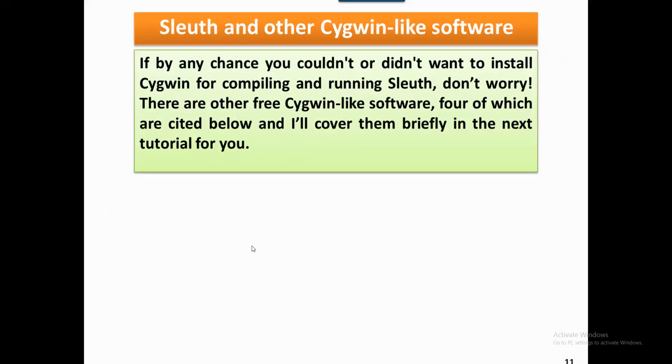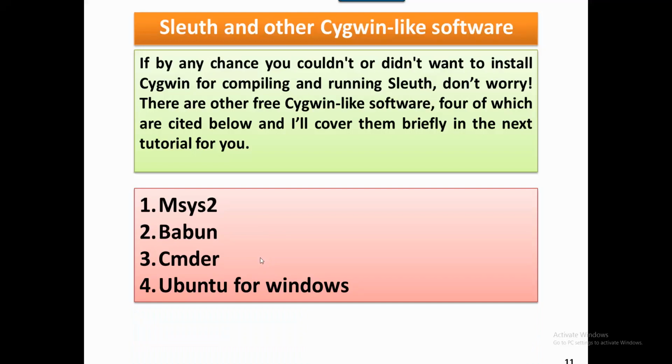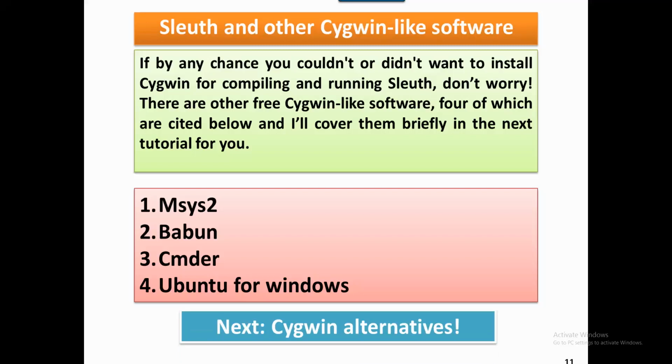One last word. If by any chance you couldn't or didn't want to install Cygwin for compiling and running Sleuth, don't worry. There are other free Cygwin-like software, 4 of which are cited below, and I'll cover them briefly in the next tutorial for you. These are MSys2, Baboon, CMDUR, Ubuntu for Windows. So the next tutorial will be Cygwin alternatives.